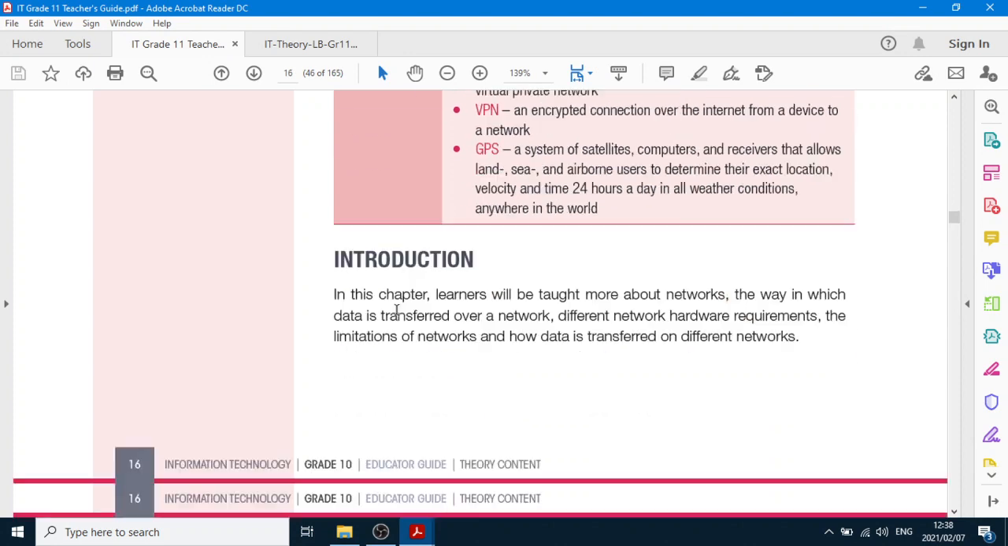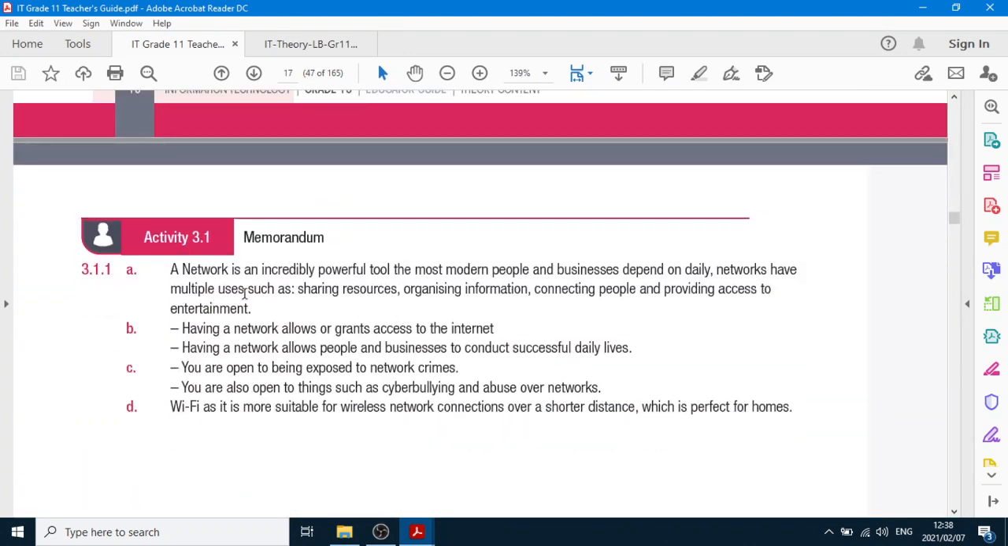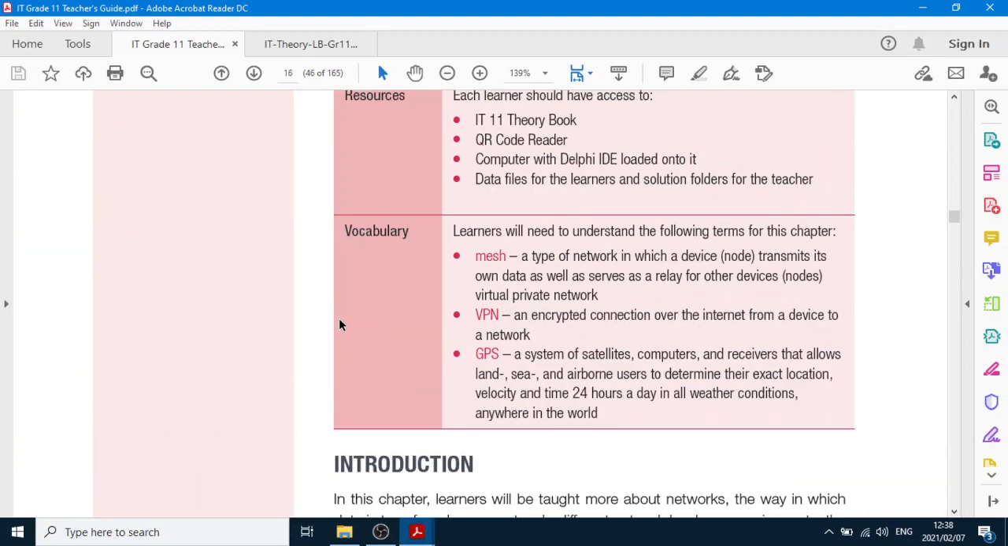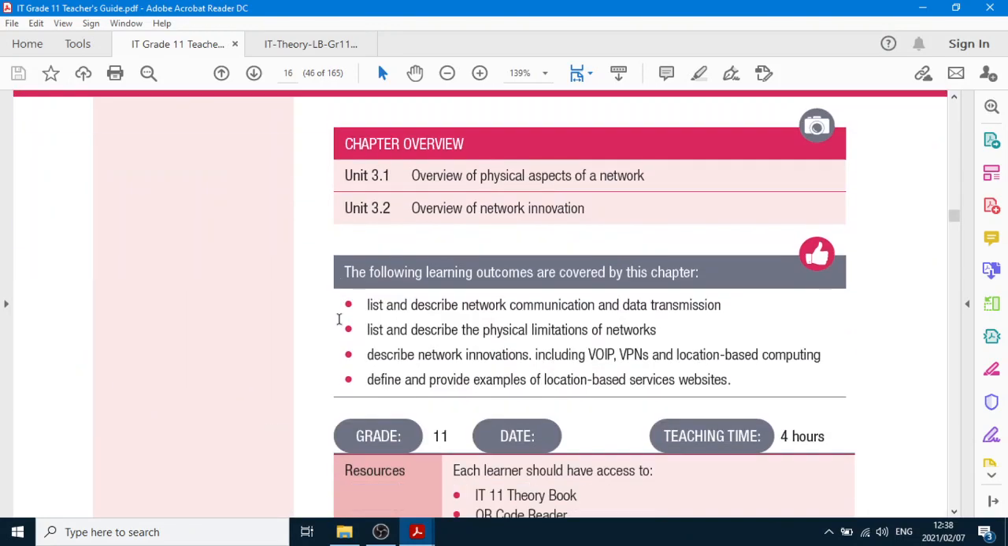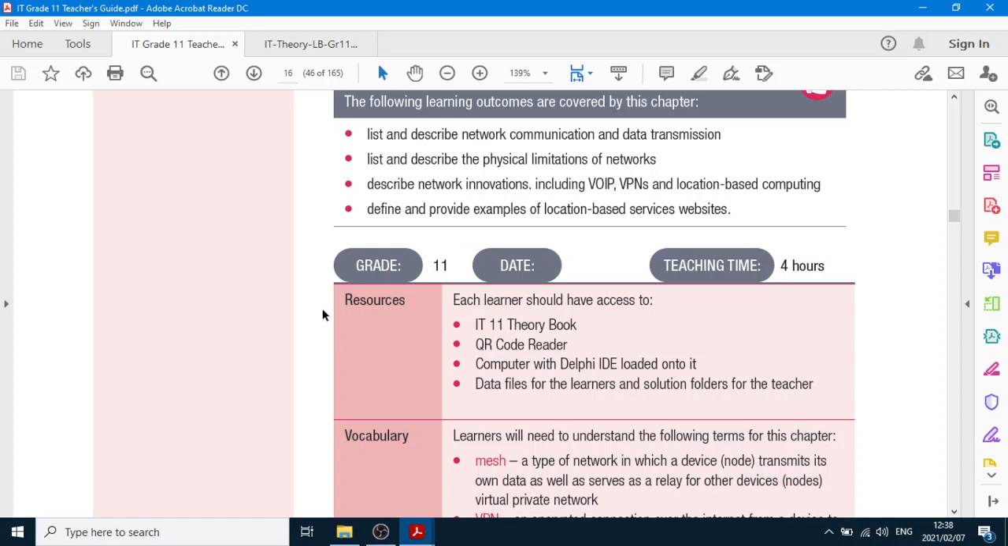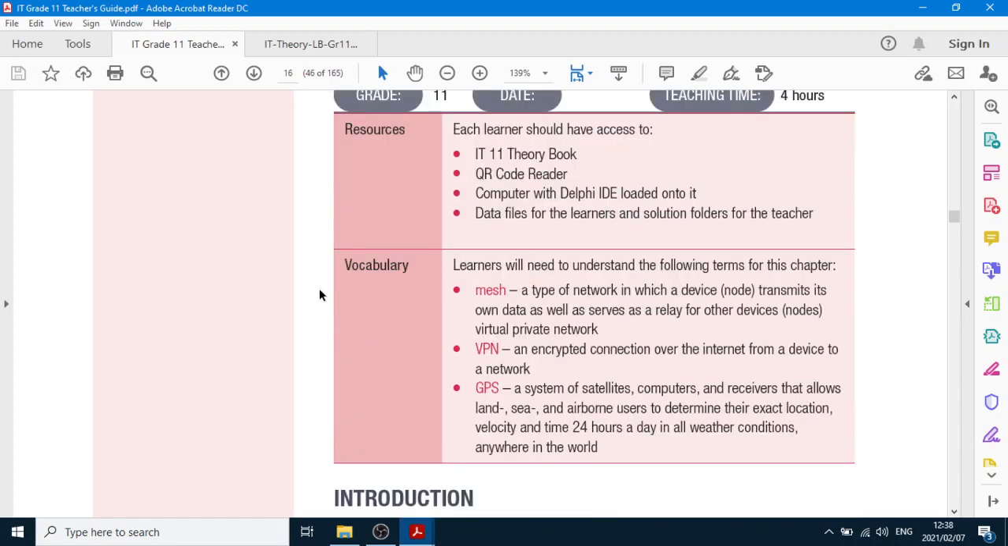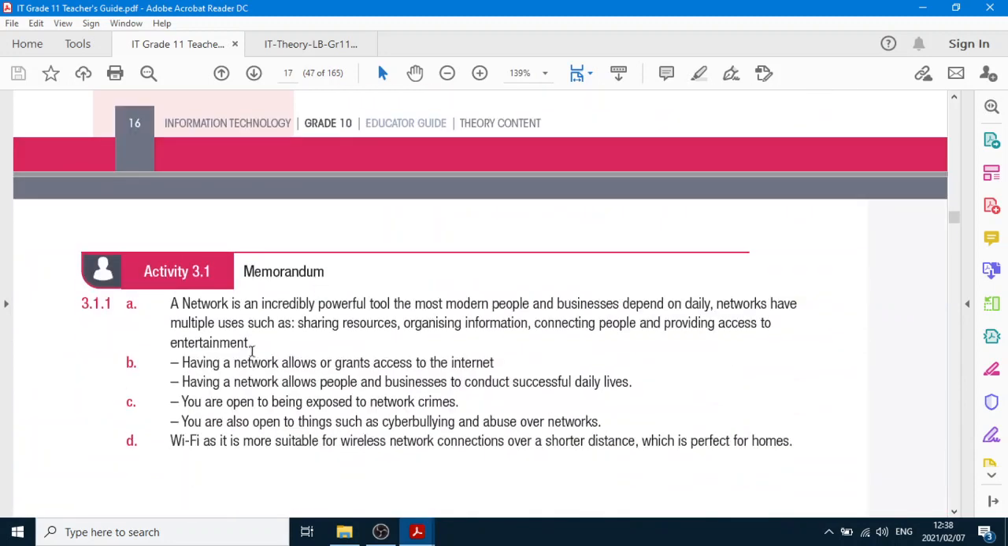So, defining a network. What is a network? It's a connection of computers and devices to transmit information and share resources.